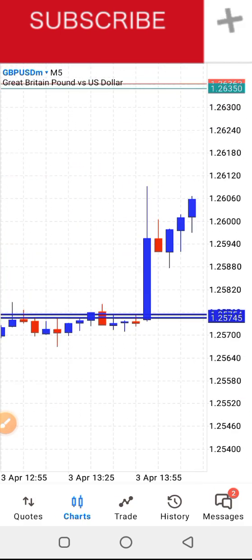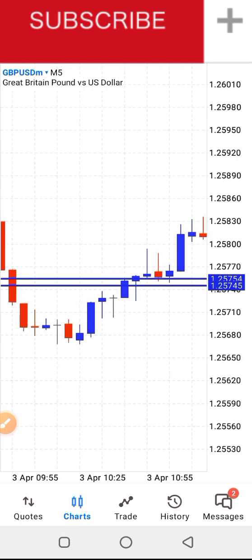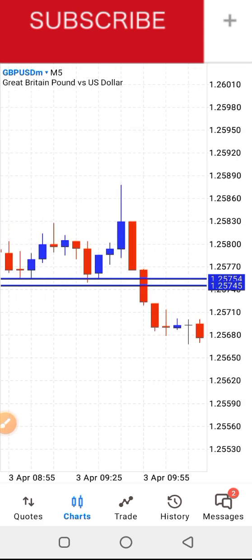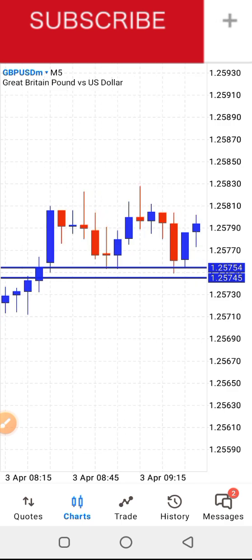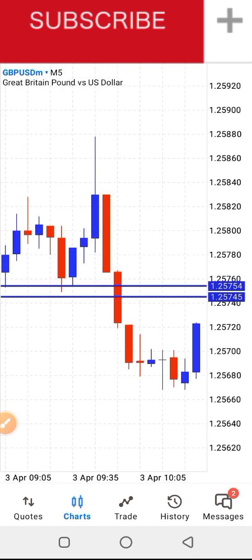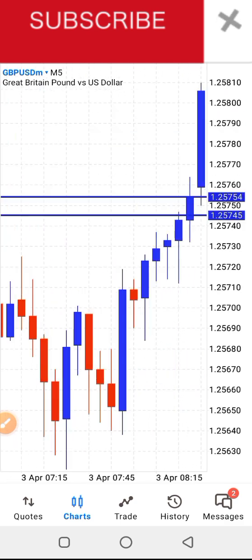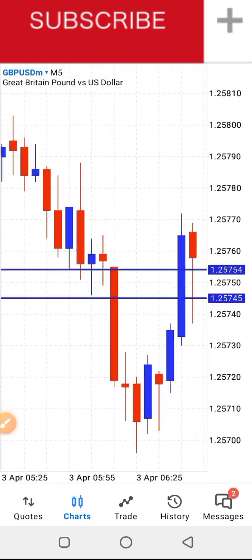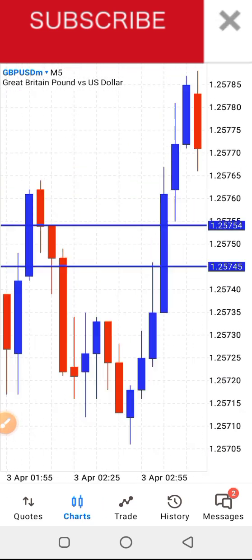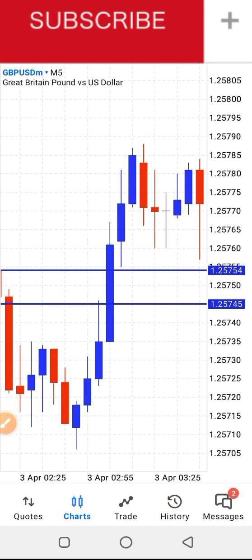Inverse fair value gap, I've already marked out a good example, so I don't waste time searching for the example, okay? So where is it? All right, I found it. So this is it right here. No, not this. Okay, I found it. So this is it.